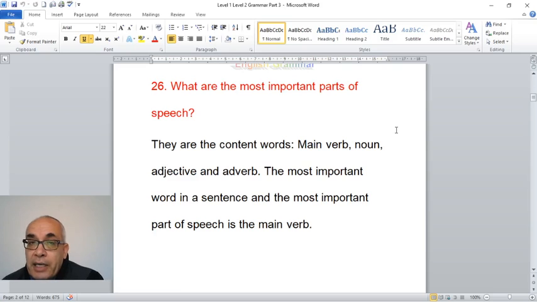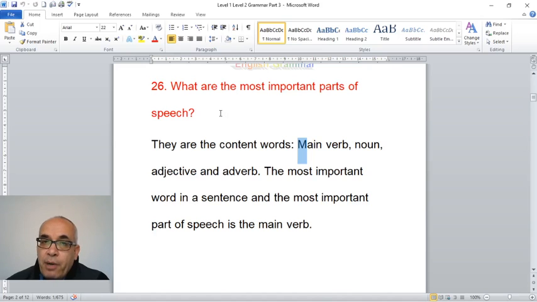Of course, I explained again in some of my videos some information on content words, and I said they are the important words in a sentence. But here I say the important parts of speech. Of course, we have 9 parts of speech. 4 of them are important, and these 4 we call content words, and they are part of the parts of speech.